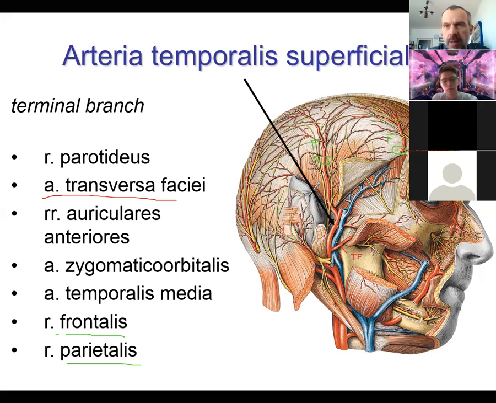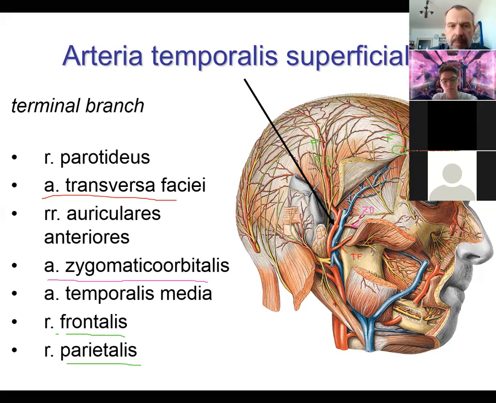Then we have the zygomatic orbital, which is smaller. And zygomatic orbital is this one. It's the zygomatic orbital, and it runs along the zygomatic arch towards the lateral angle of the eye.